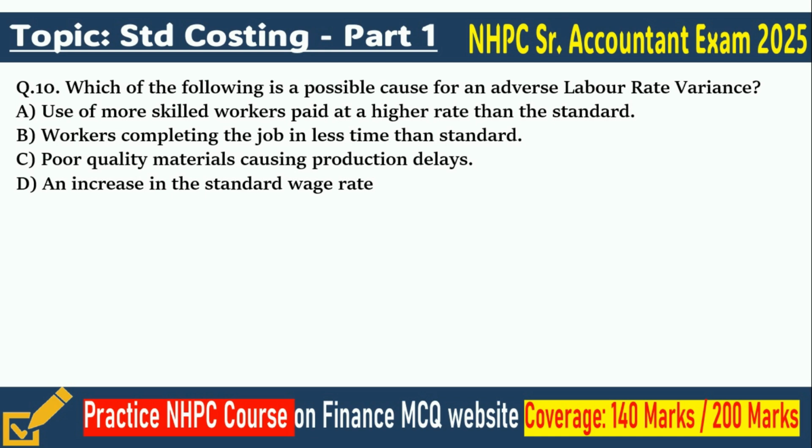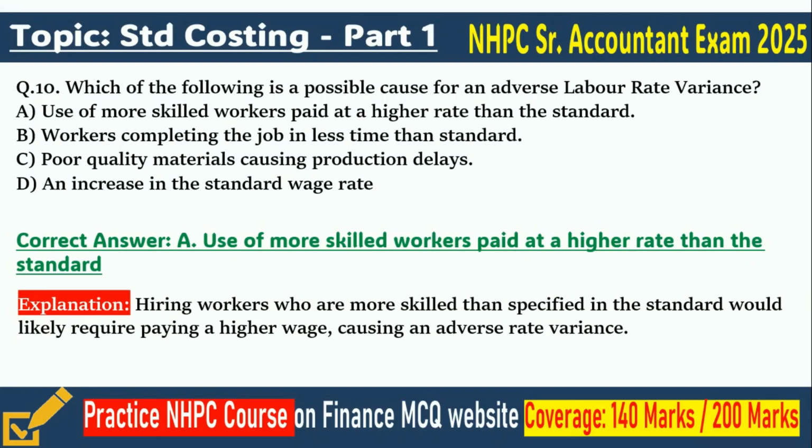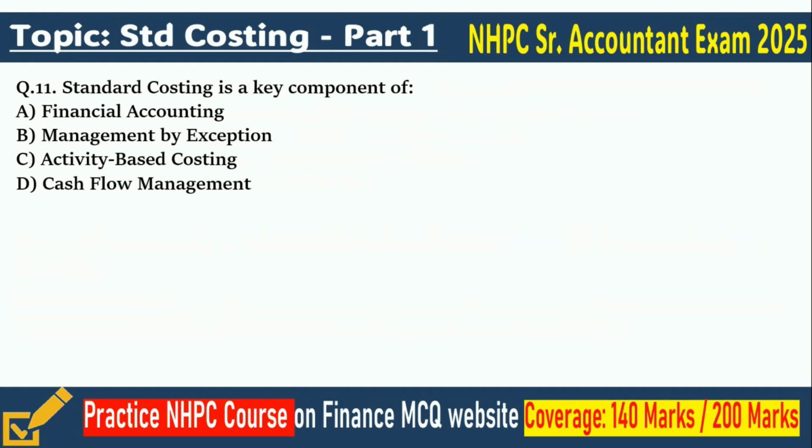So, friends, the correct answer is option A, that says use of more skilled workers paid at a higher rate than the standard. Hiring workers who are more skilled than specified in the standard would likely require paying a higher wage, causing an adverse rate variance. Moving on, friends, next question.